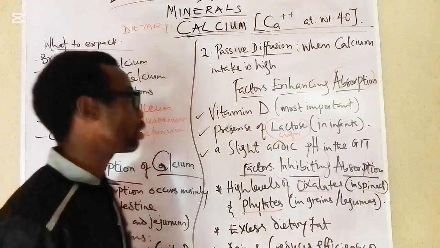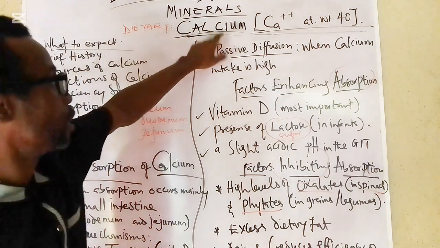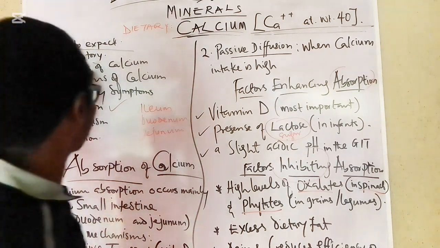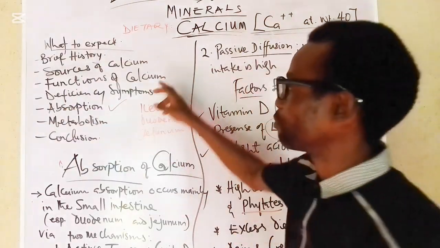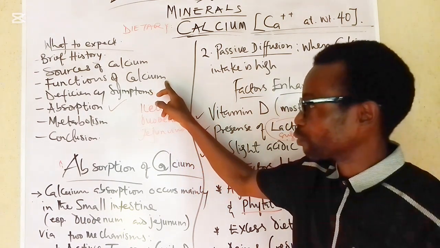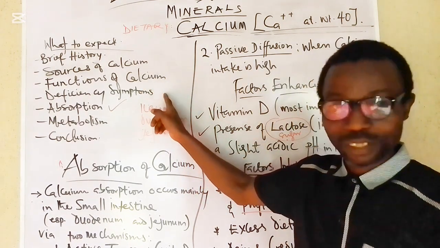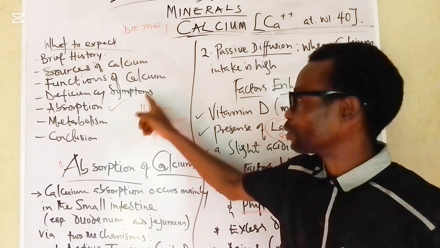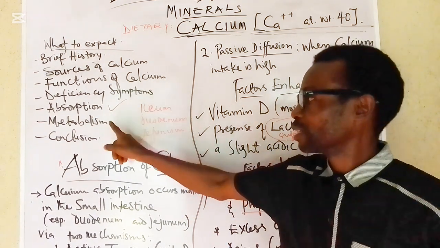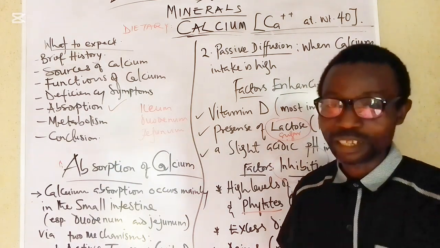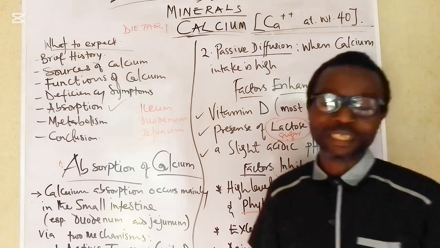Now, in the lecture on calcium, we looked at the brief history, calcium sources, and the functions of calcium for healthy bones and teeth. Today we've looked at absorption. In the next class, we'll be looking at deficiency symptoms and metabolism, and hopefully draw the curtain on it if the length of the video will not be too much.